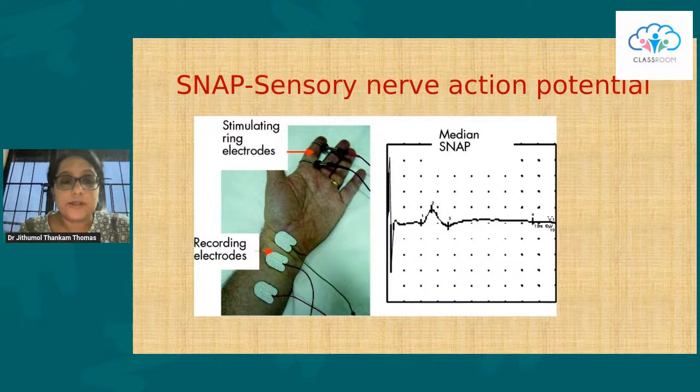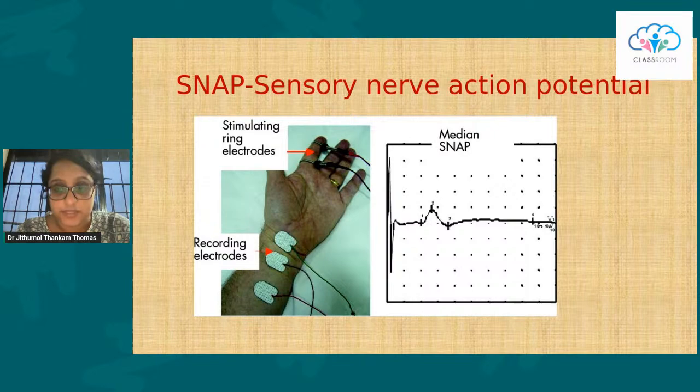Now, what you do is you place stimulating electrodes on the fingers or on the foot, depending on which nerve you have chosen. And then recording electrodes are placed proximally, over the nerve. So the stimulating electrodes will give a stimulating current, and the recording electrodes will record the SNAP, the sensory nerve action potential. Then you also have EMG, electromyography, where electrodes are placed into the muscle and you pick up the electrical activity in the muscle at rest. And when the patient is asked to extend or flex, when there is a voluntary muscle activation, in that scenario also you pick up the electrical activity.